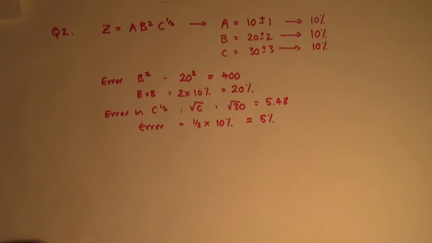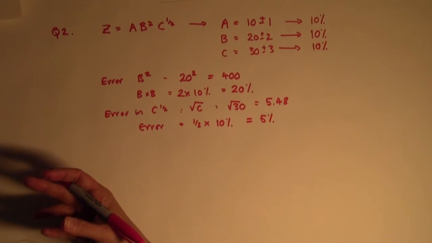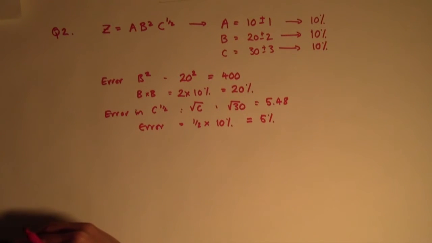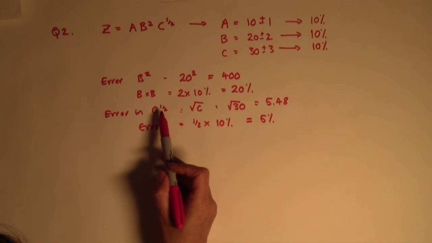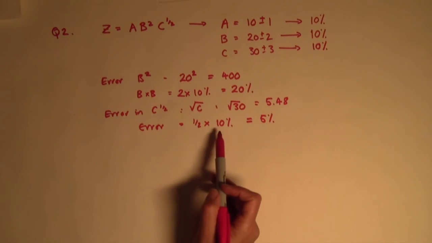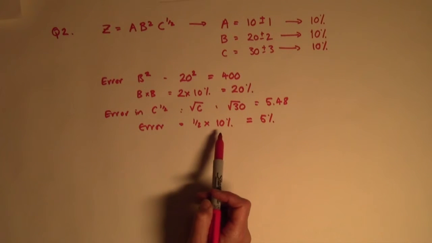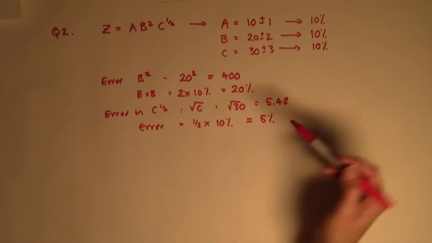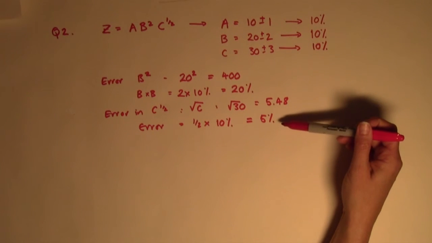Because if you're square rooting something, the number itself is smaller, so the percentage error will be scaled by the power. So if you're square rooting, it's half the percentage error. If you're cube rooting it, it will be a third times the percentage error. Okay, so your value of c to the power of half is 5.48, and the percentage error in c to the power of a half is 5%.